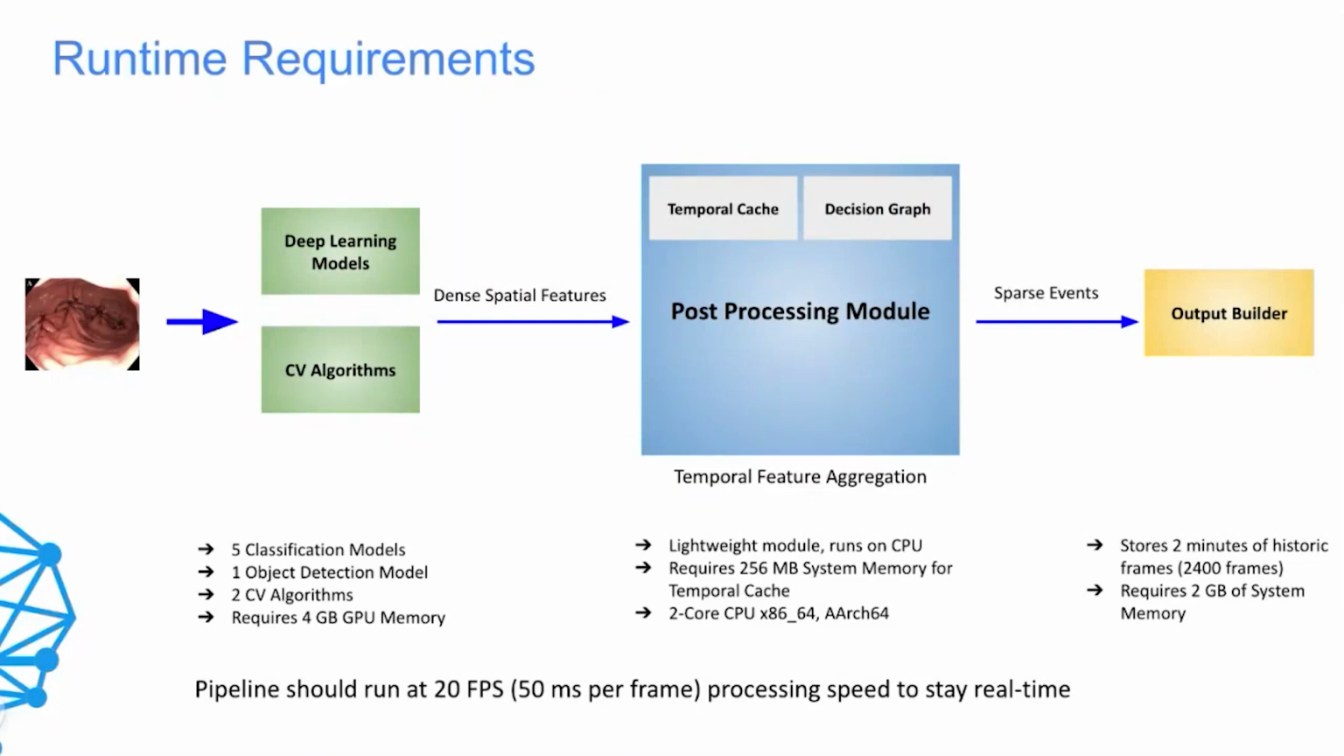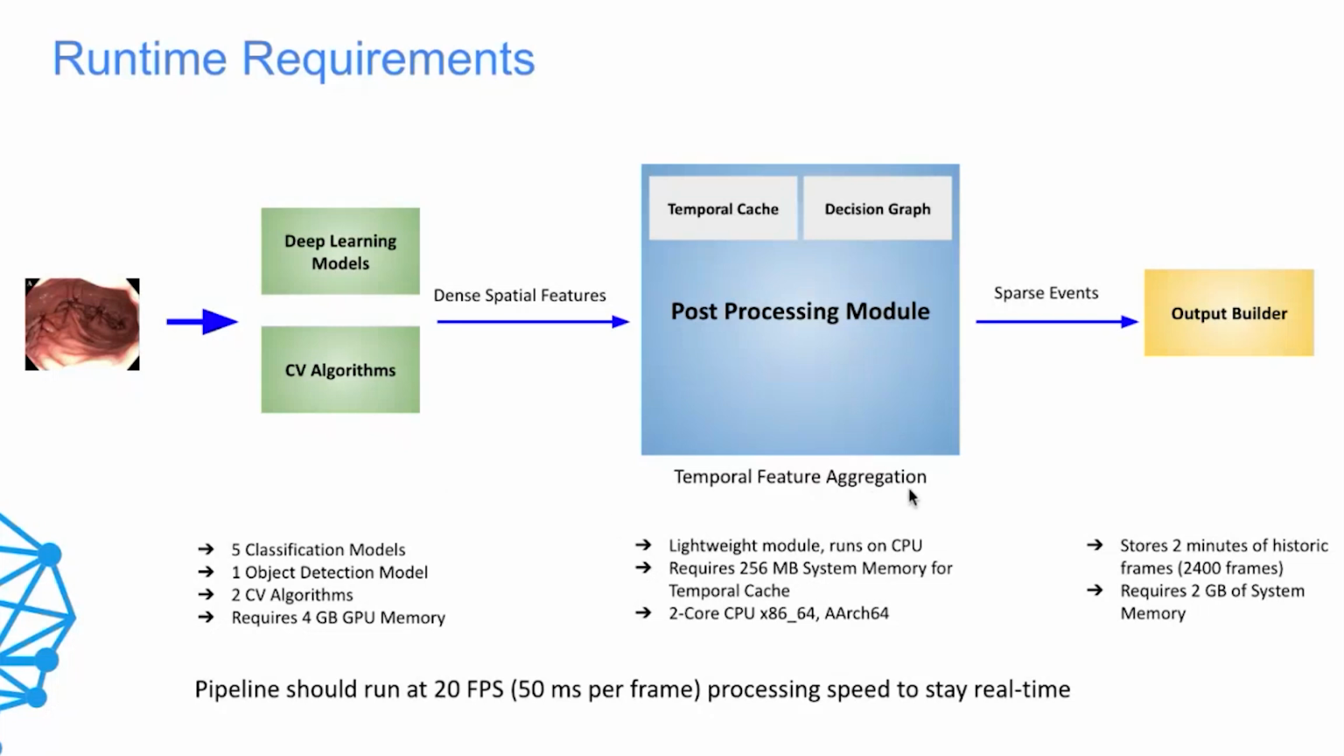So if we look at all the three layers, in the inference layer we have deep learning models and vision models. We have five classification models, one object detection model, and two computer vision algorithms. Now this layer requires a total of roughly 4 GB of GPU memory.